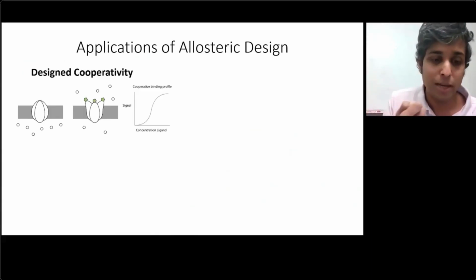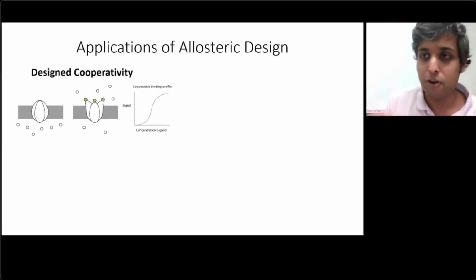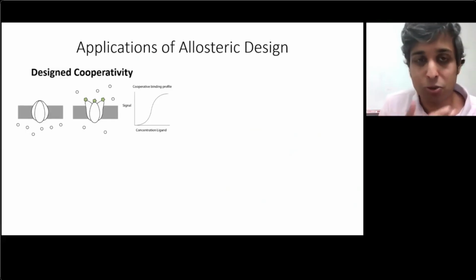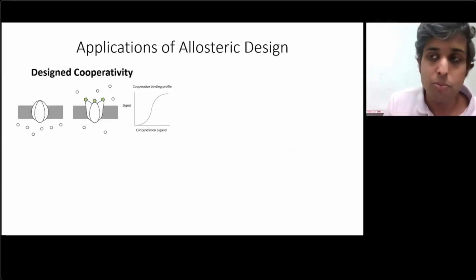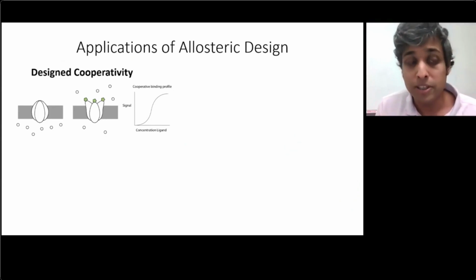So basically, we want to be able to synthetically reproduce some of the things that natural proteins have evolved to do to solve different kinds of tasks. One example of this that's quite relevant for sensing and processing signals is cooperativity.